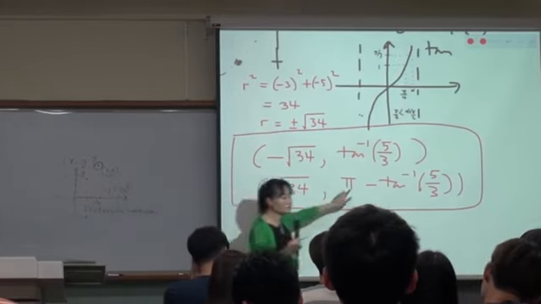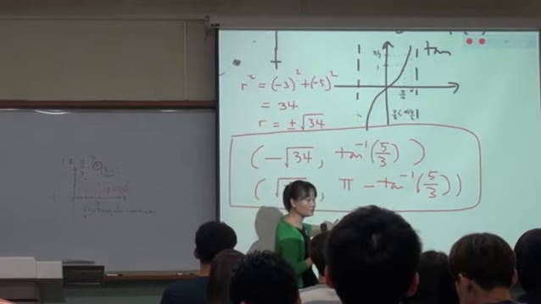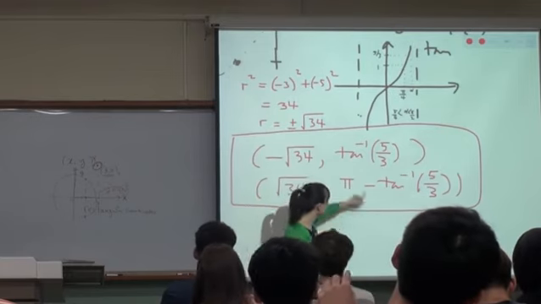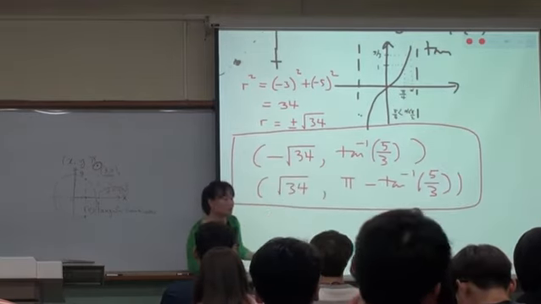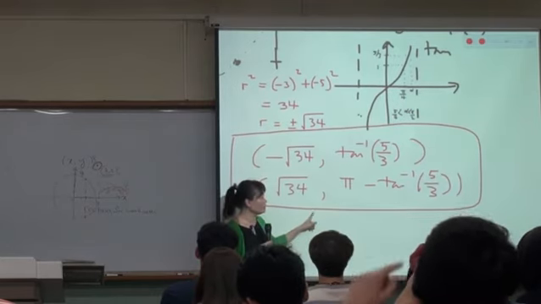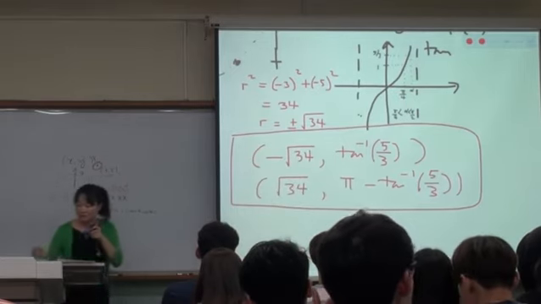There's no minus. I go pi and then subtract alpha. I go pi, right. It should be pi. Pi is here. Yeah, pi plus, right? Pi plus L.